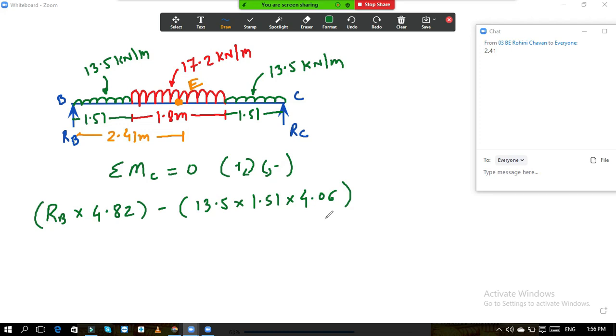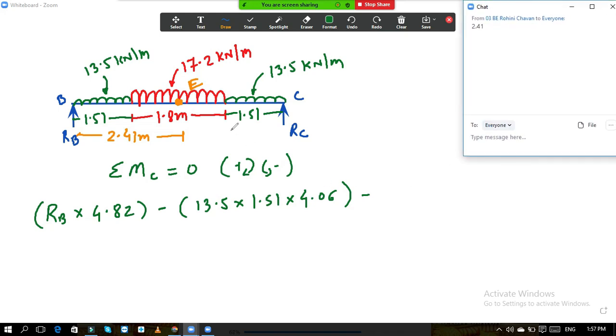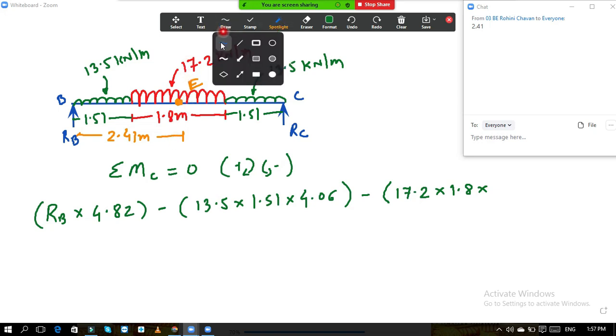4.06 or so. I have done it orally, you verify this. Okay. Again minus. How much is it? This UDL, it is 17.2 into 1.8 into, now this UDL is converted into a point load, and that point load will act at the center over here. Okay, at the center. So what is the distance? It is 1.51 plus 1.8 by 2. So it is 2.41.